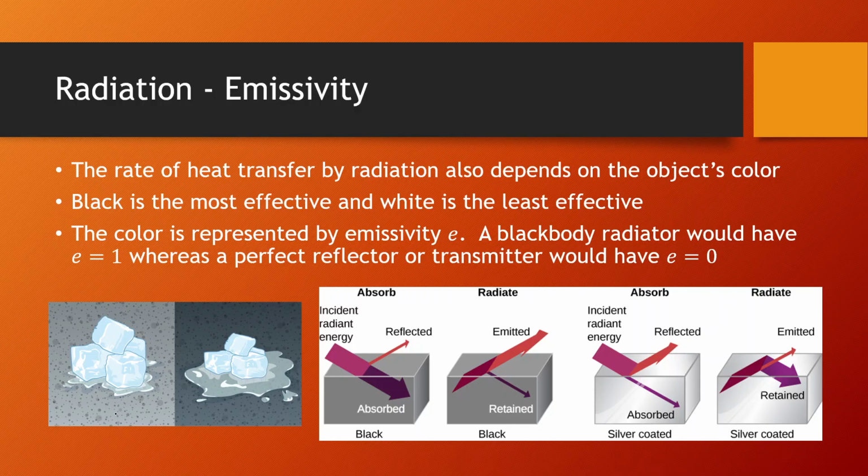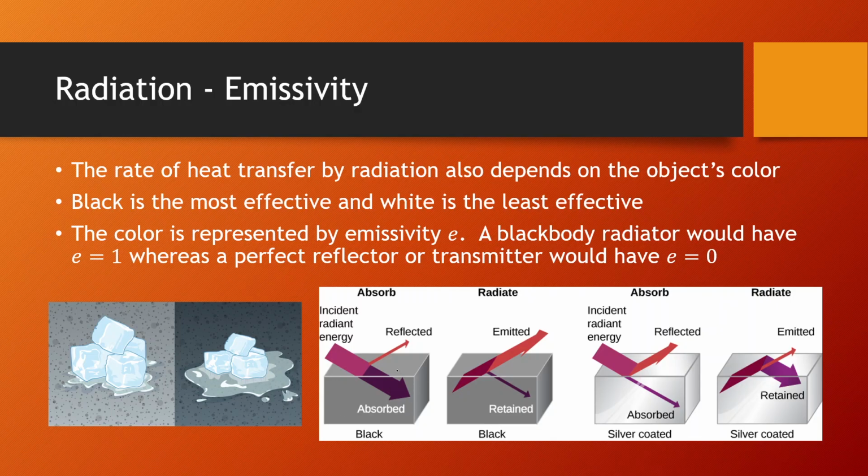So there's not as much heat transfer here, so the ice doesn't melt as fast as the ice that is on the asphalt over here. We represent this with an emissivity, and a black body radiator would have E equal to 1, so that would be a perfect black body, versus a perfect reflector or transmitter, which would have E equal to 0. So let's look at this figure here.